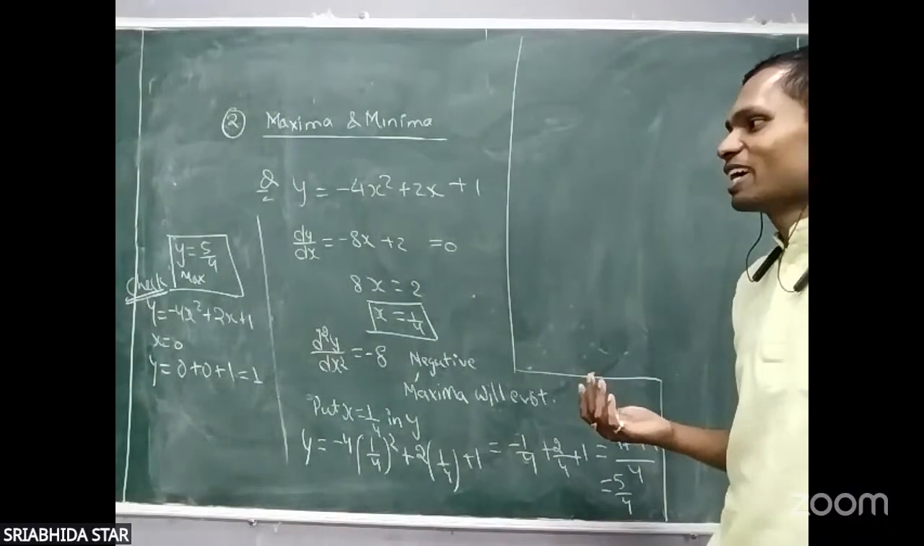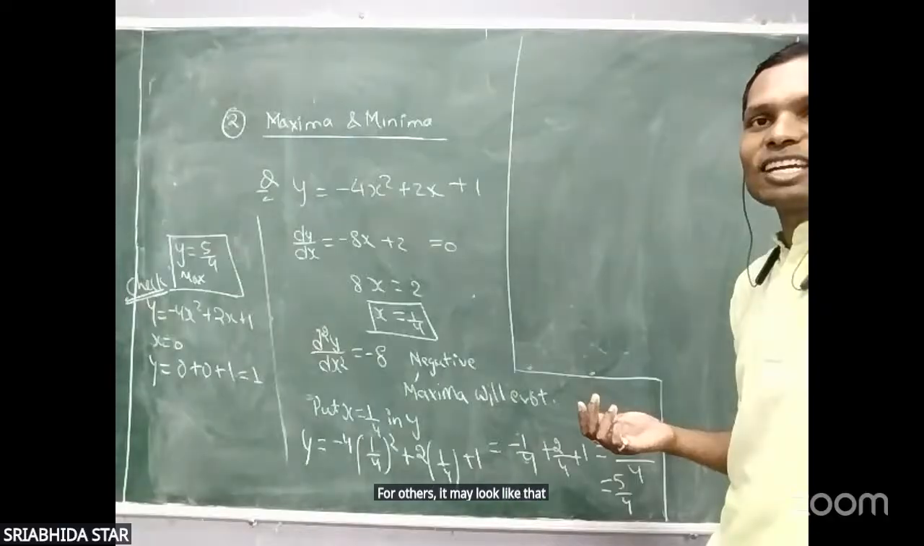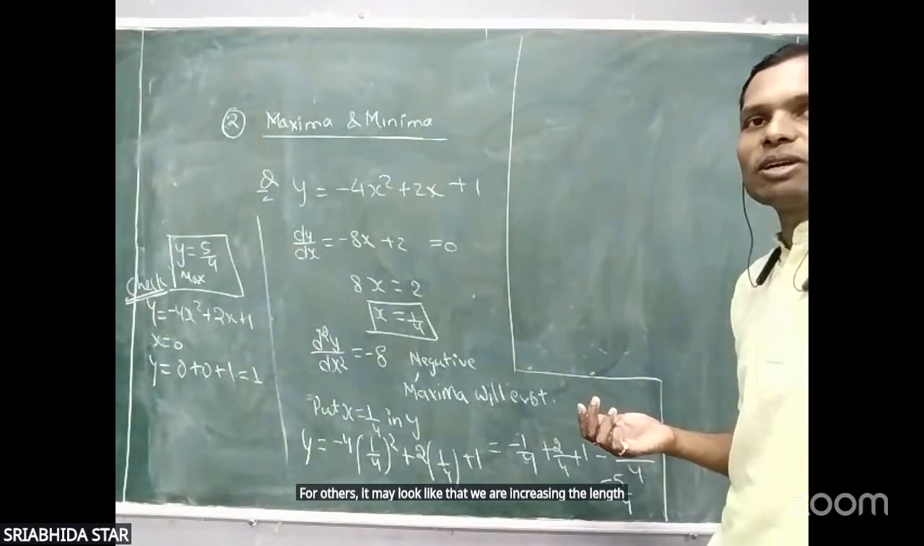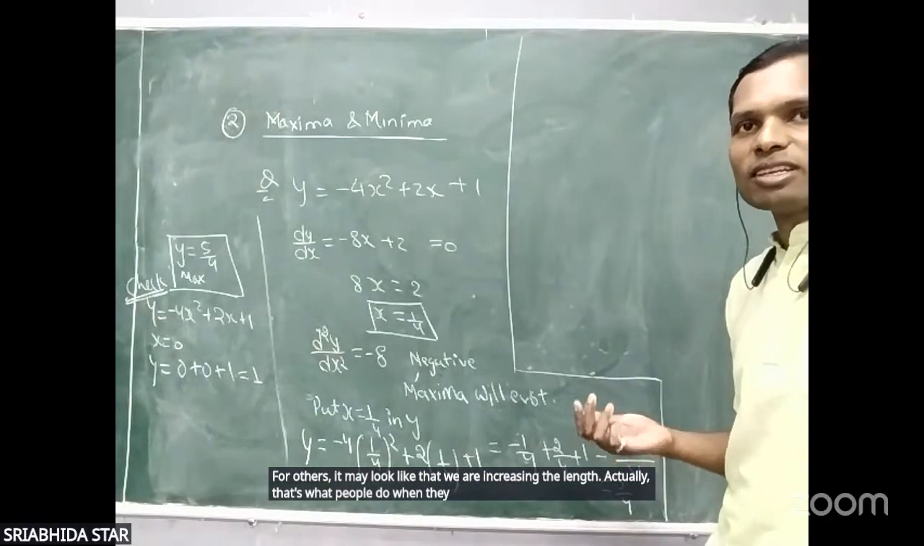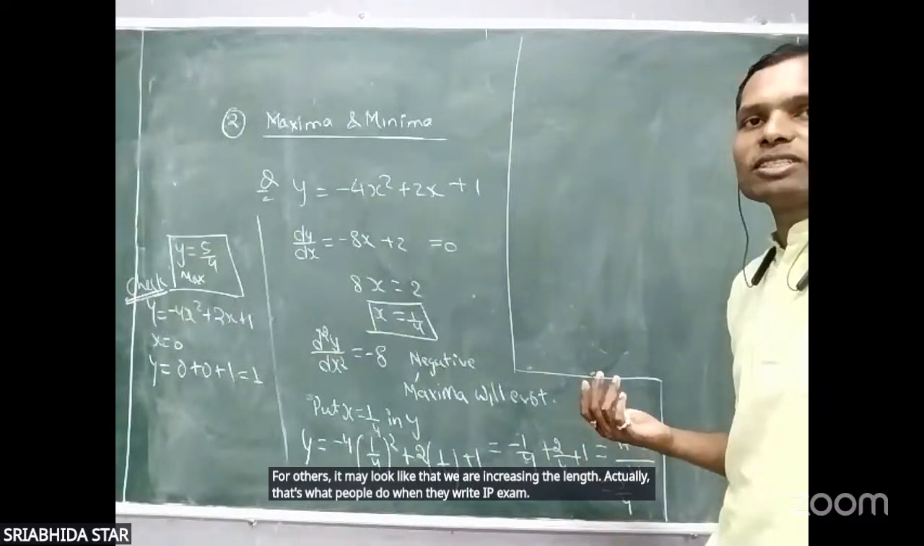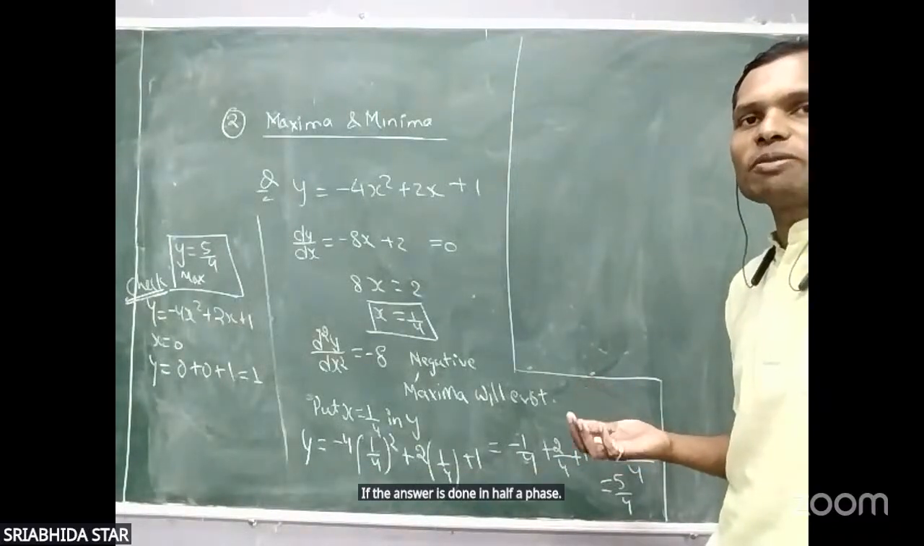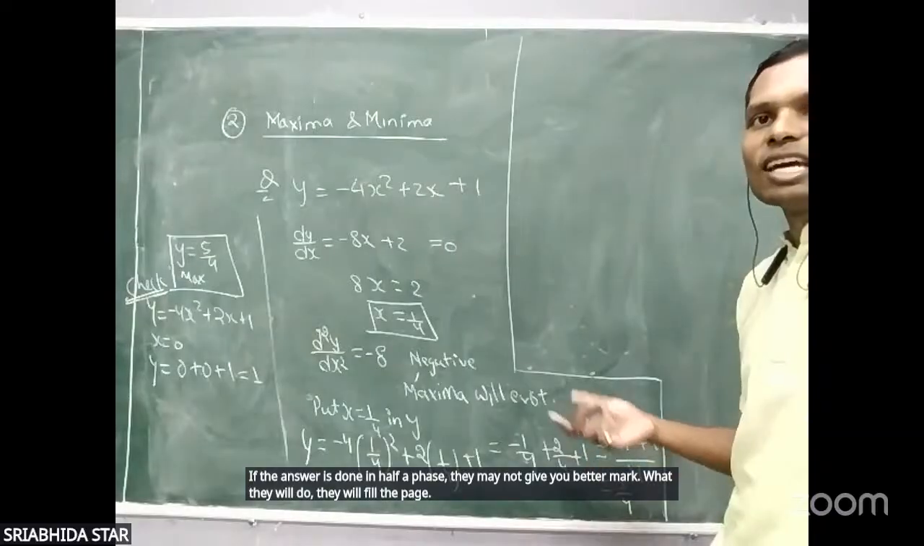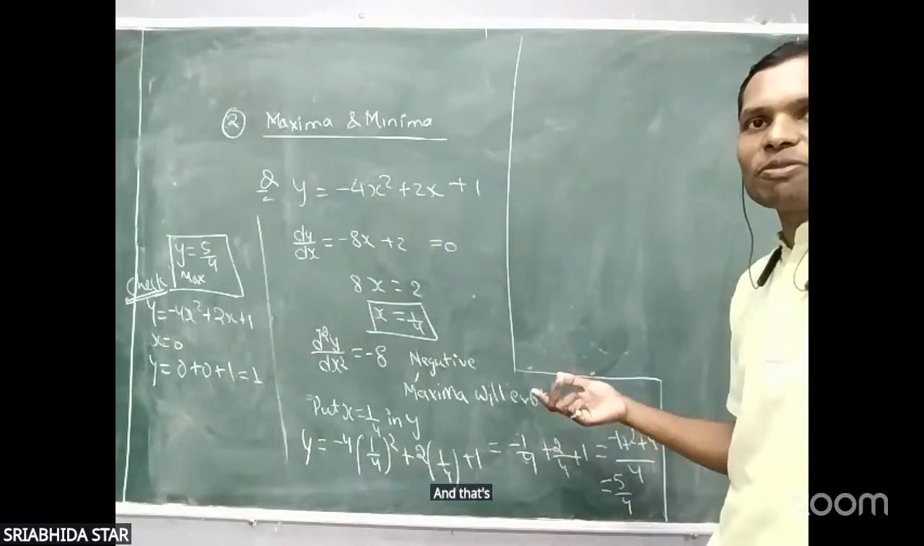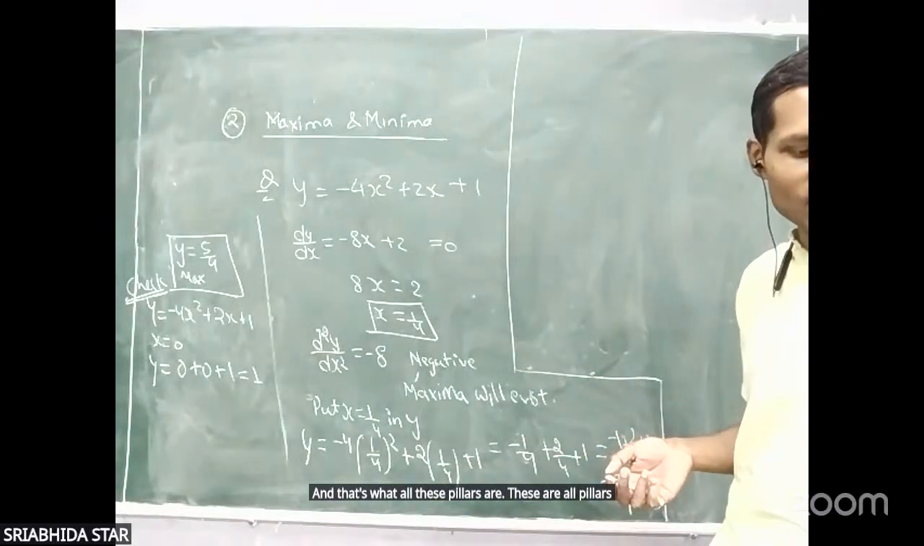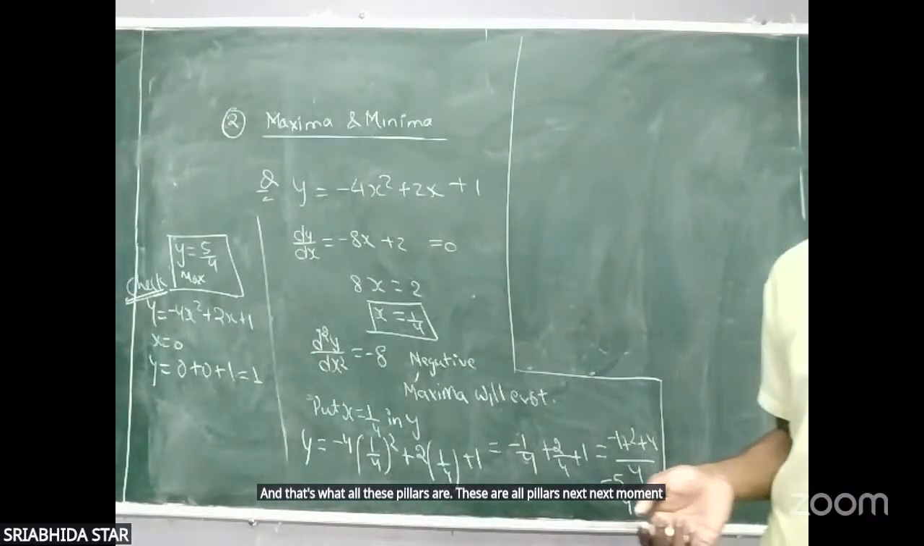For others, it may look like we are increasing the length. Actually, that's what people do when they write the IP exam. If the answer is done in half a page, they may not give you better marks. What they will do is fill the page, and that's what all these pillars are. These are all pillars. Next moment when you will come over here and write IP.